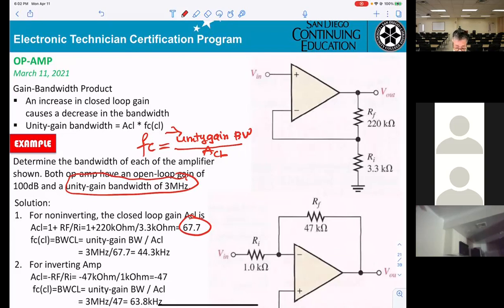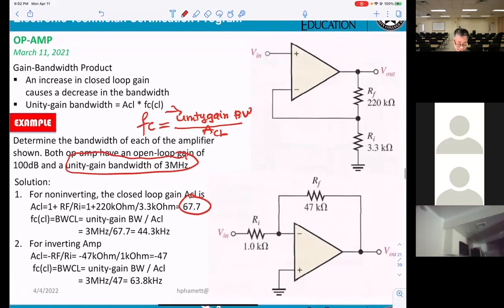For the other amplifier, it will be the same thing. They need to calculate the gain, and you can also take the unity gain bandwidth divided by ACL. That gives you FC equal to 63.8.